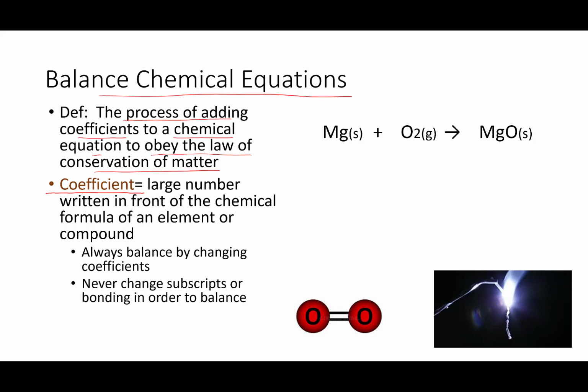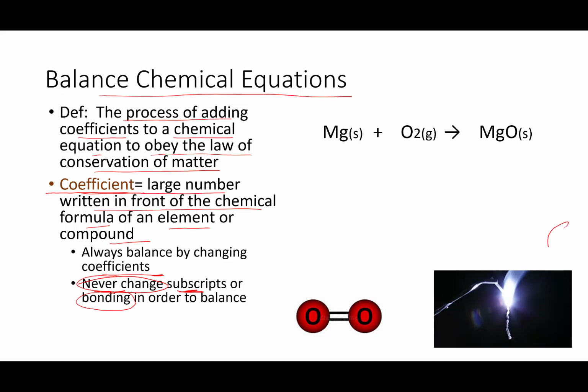And we do this by adding large numbers in front of the chemical formula for the element or the compound we talk about. We always balance by changing these big numbers, these coefficients. We cannot and never change subscripts. We never change subscripts. And we never change the bonding involved in order to make something balance. So let's go ahead and do one of these. We looked at this chemical equation earlier. Magnesium solid chemically reacts with oxygen gas to yield magnesium oxide solid.